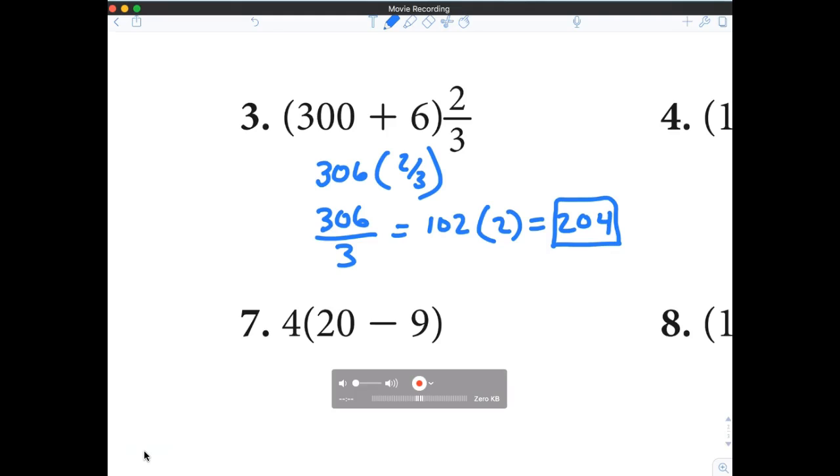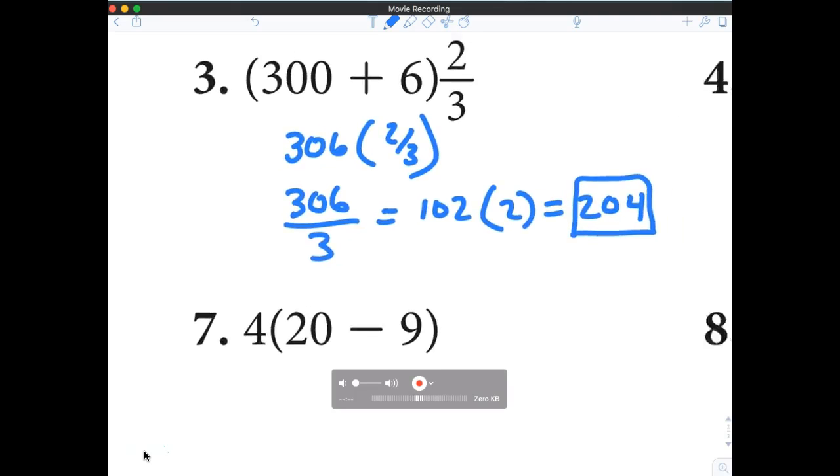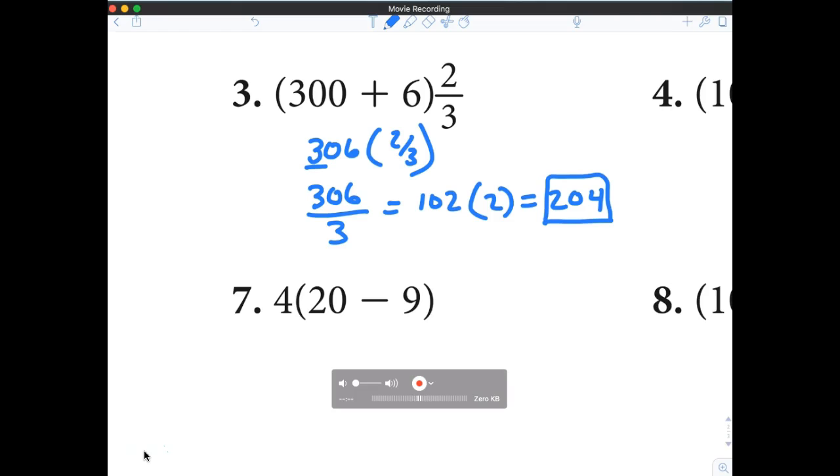No. Go ahead, Will. Wait, so for the 2/3, how did you know how to divide 306 by 3 so quickly? Yes. Because all I did was I looked at each number. 3 divided by 3. Then 0 divided by 3. And then 6 divided by 3. Okay. So that's 102.